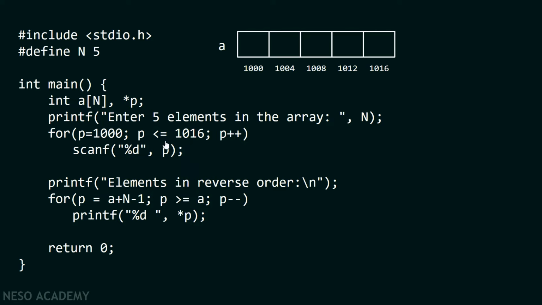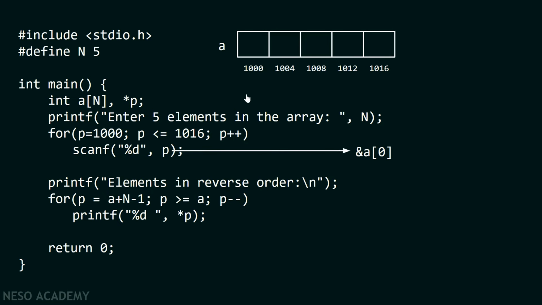So I'm checking whether 1000 is less than 1016 or not. This condition is definitely satisfied. Therefore, we come inside this for loop and we are simply asking the user to input some element inside this location, right? This p represents the address of A[0], right? Because it contains the address 1000, which is the address of the first element of the array. So I'm asking the user to enter some element inside this location. Similarly, within this for loop, I'm asking the user to enter the elements in the rest of the locations too.